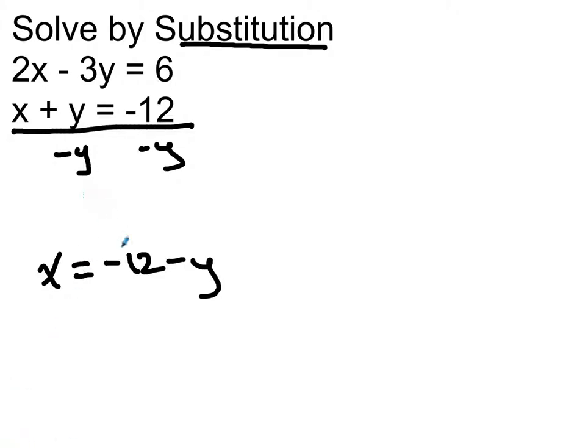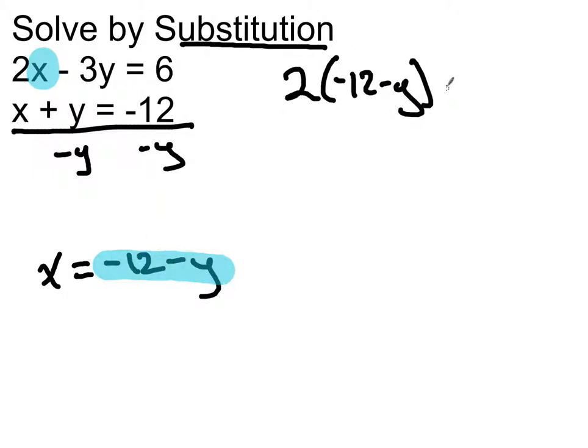Now the nice thing is this is what x is equal to, so I can come back up into this other equation and plug in for x. So 2 times x, which is -12 minus y, minus 3y, is equal to 6. Now I have one equation with one variable. It shows up in two places, but it's the same variable. So now I'm going to solve this.